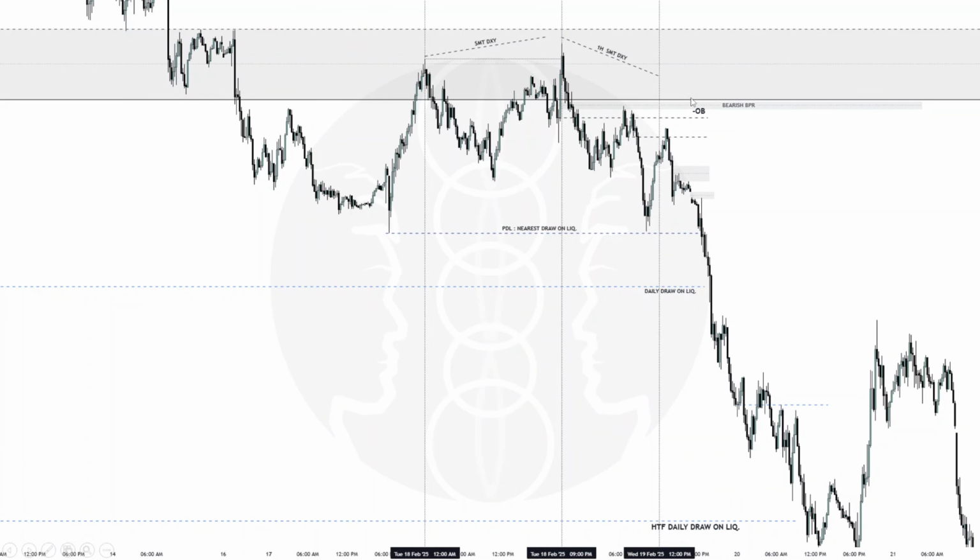This goes down toward the higher time frame key level. This was a very amazing move. More than 200 pips in a single trade.